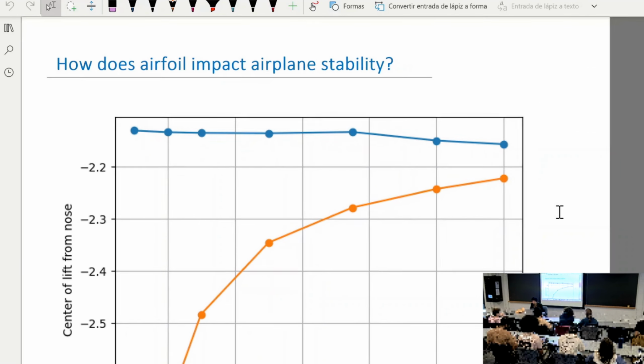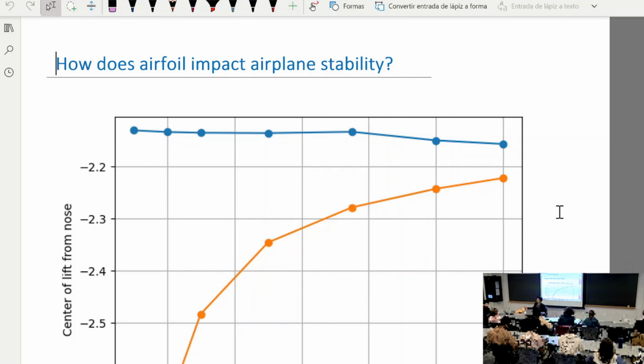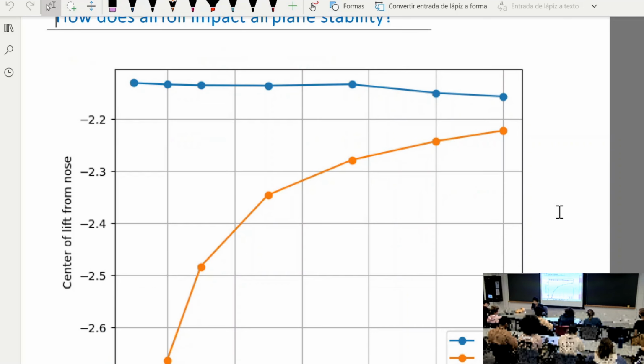Today we are going to spend the rest of the time talking about how airfoil impacts airplane stability. A week, maybe more than a week ago, we discussed how the wings and the horizontal tails affect airplane stability. At that time, we basically assumed that the lift always works at the quarter chord, right? Which now we know is not the case. So we're going to revisit airplane stability in the context of a non-symmetrical airfoil, for which the center of lift does not act on the quarter chord.